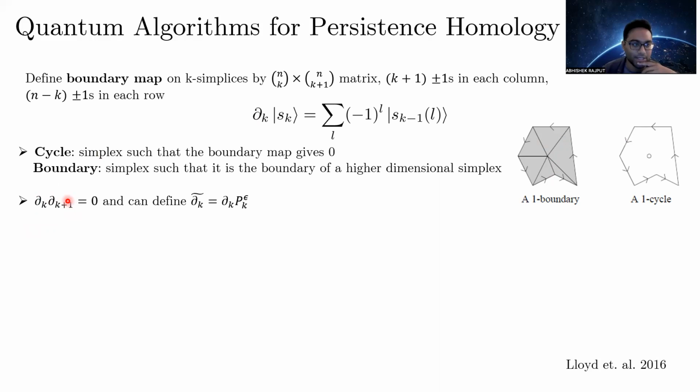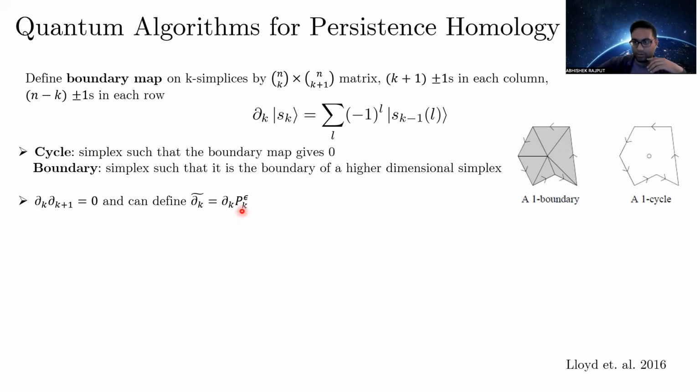So what this tells you is that the image of this K plus one dimensional boundary operator is contained in the kernel of this K dimensional boundary operator. So basically, it tells you that the space of boundaries is contained in the kernel of the partial K operator.